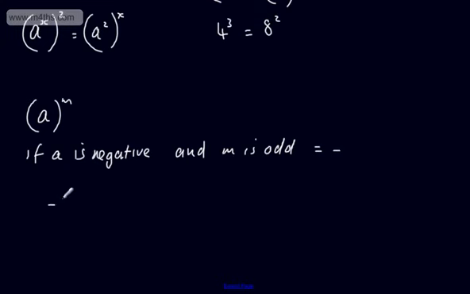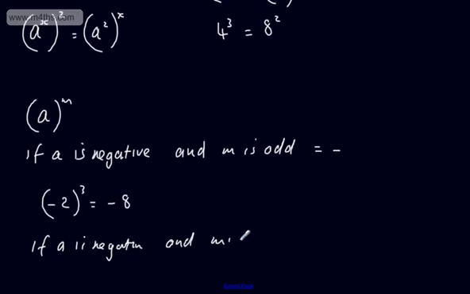If I've got now minus 2 to the power of 3, then what I'm going to get now in this particular case is minus 2 cubed, which is going to give me minus 8. So if we take now a is negative and we've got an odd power here, we're going to get a negative answer. If we write now if a is negative, so let's write this down, and m is even, so let's write that here, we're going to end up with a positive value.